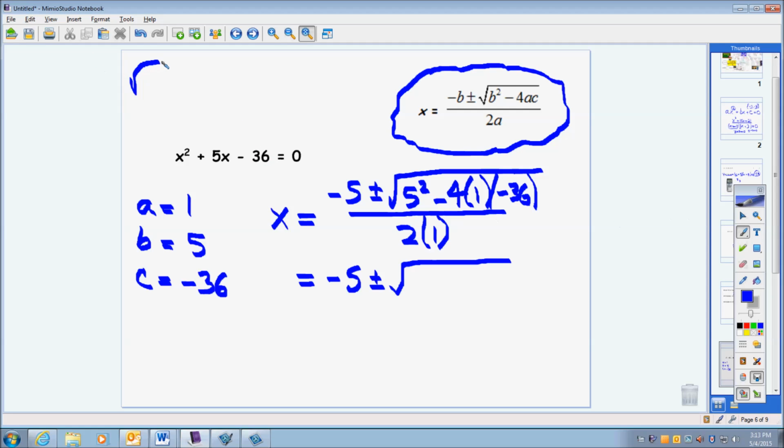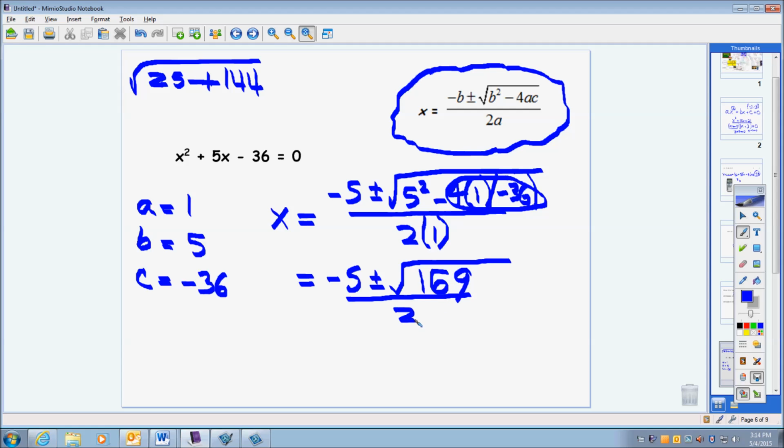Inside the radical, I'm going to have 25 minus, you take all three of these numbers and multiply them together, you're going to get negative 144. Yeah, you really will. Double negatives, positives, so you're going to add these together, and you're going to get 169 in here. On your calculator, that's going to be 13, all over 2. So I'm going to have negative 5 plus or minus 13. The square root of 169 is 13, all over 2.